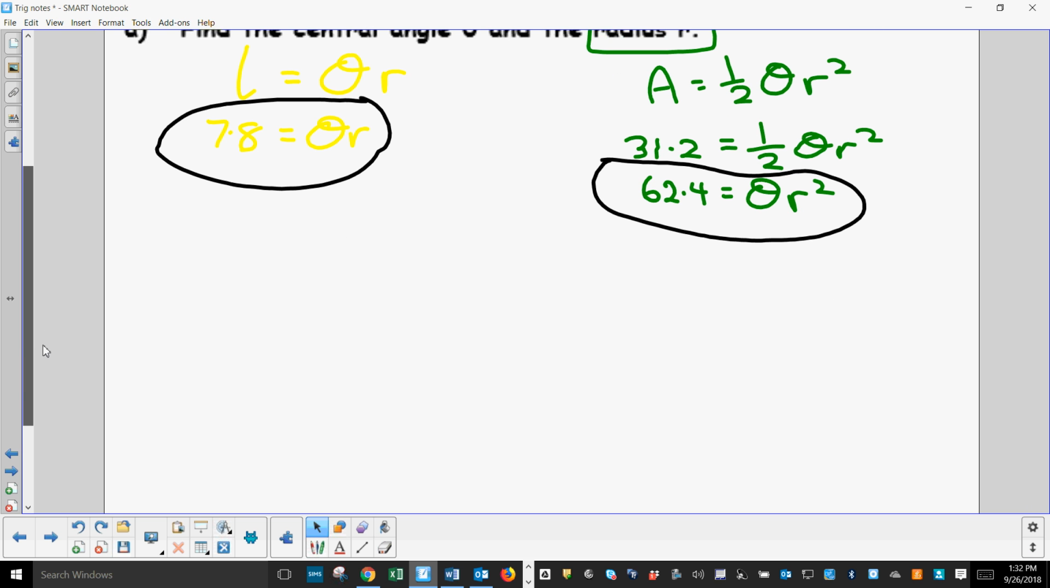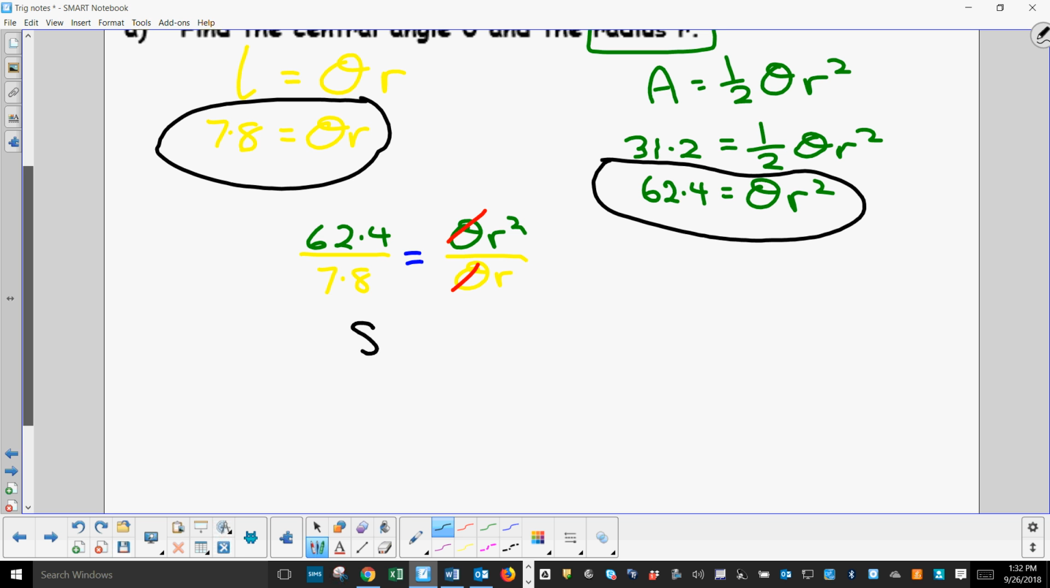So 62.4 and then theta r squared over here, over 7.8 theta r here. As we said, the thetas are going to cancel down, and the r squared divided by r is going to cancel down to r. Does anyone happen to know 62.4 divided by 7.8? It's just a nice whole number. Yeah, it's 8. So we tried to give you numbers that are going to give you a lovely whole number.